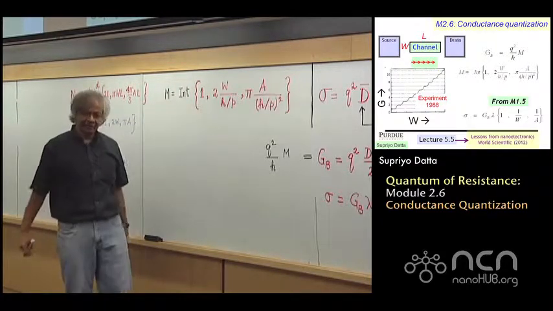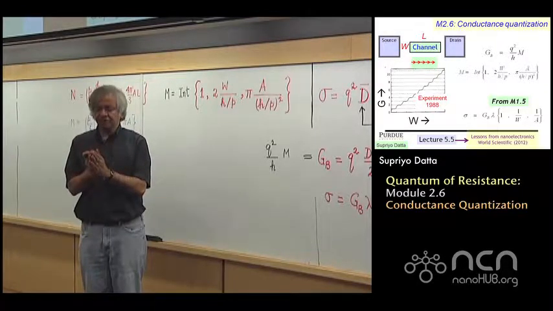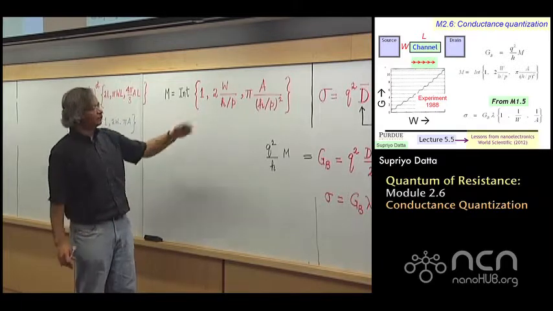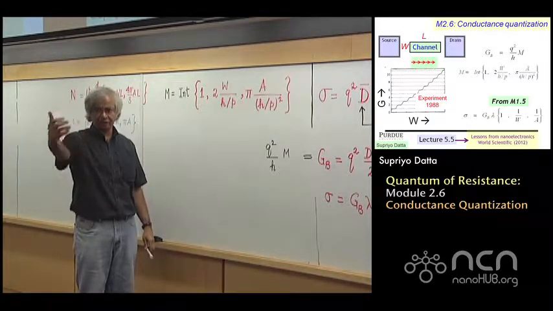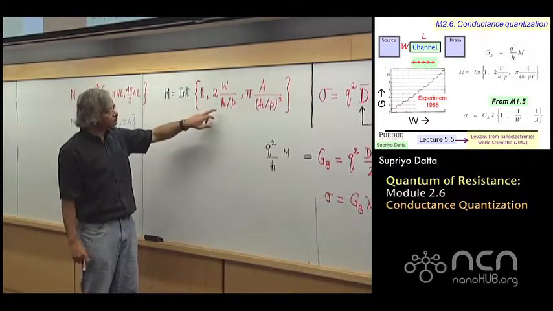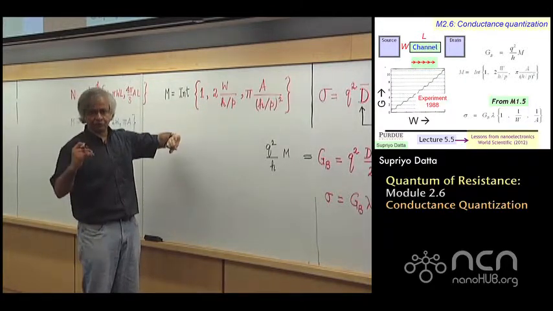So then you would expect that when you increase the width of something, the ballistic conductance should go in steps. That is, this M could be 1 for a while, and then it becomes 2, and then 3, and 4, and 5, and so on, but does not go as 4.7 or 5.8. It will go in steps.